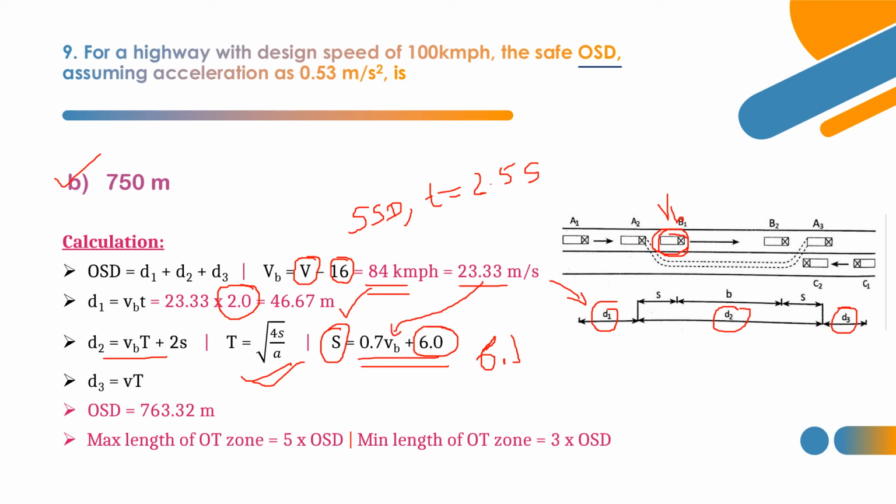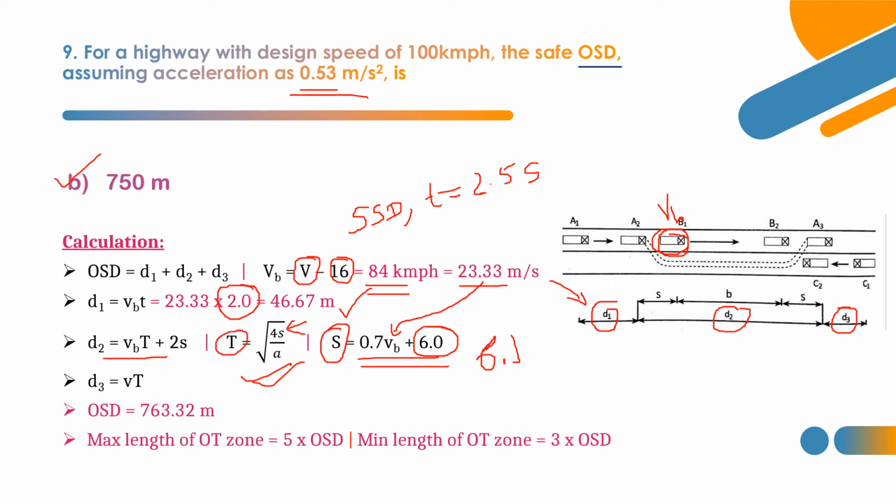So 0.7 into 23.33 plus 6 gives one answer. That answer has to be substituted. That value of spacing S has to be substituted over here: 4 into S divided by A. A is given as 0.53 meter per second square. Sometimes acceleration will be given in terms of kilometer per hour per second. So that has to be converted into meter per second square, and then that value is substituted over here. So root of 4S by A will give the answer in seconds for capital T time.